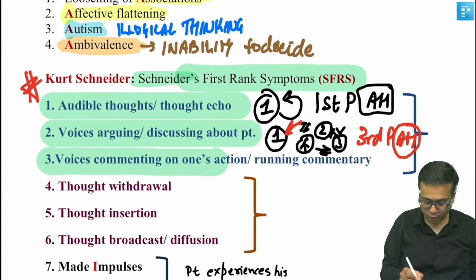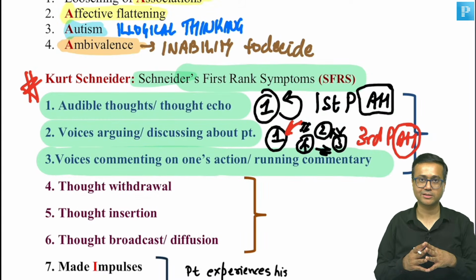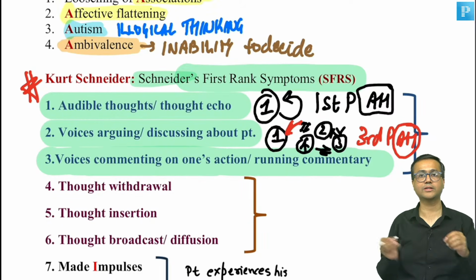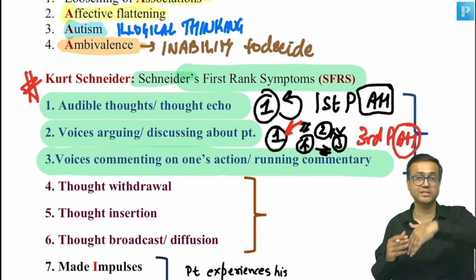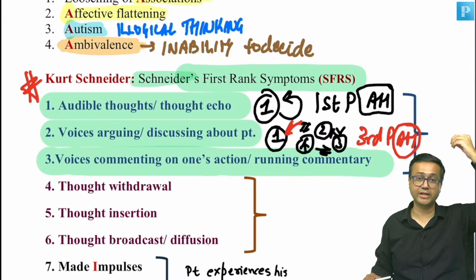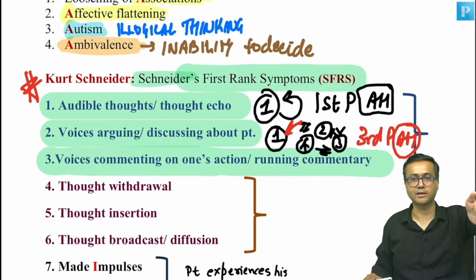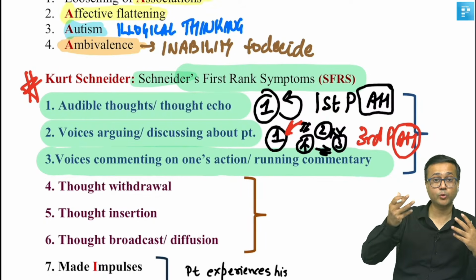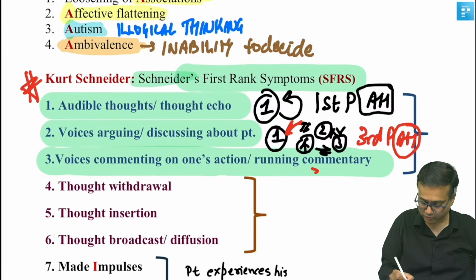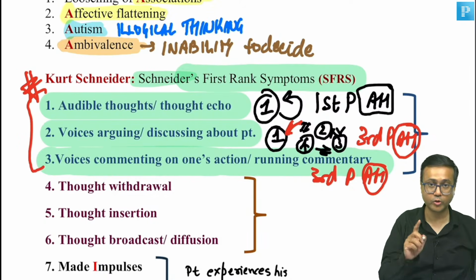Also voices commenting on one's action or giving a running commentary. Just like when you're watching a cricket match, commentators keep on commenting whatever the players are doing. Like the commentators may say, now the bowler is ready, bowler has bowled the ball, now batsman has hit it for a 6. Similarly, patient says, sir, I hear a running commentary. When he wakes up he hears a voice, now he has got up from the bed, now he is going to the washroom, now he has come back, now he is preparing his meal, he is getting ready. So patient says, sir, whatever I am doing I am hearing a running commentary. See, this voice is not directly talking to the person. So this is also an example of third person auditory hallucination. So please be very careful, this is a very important point.